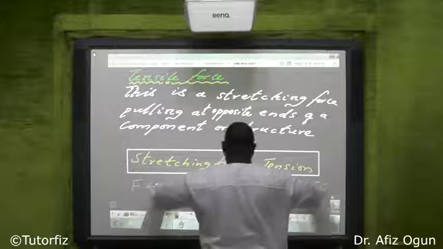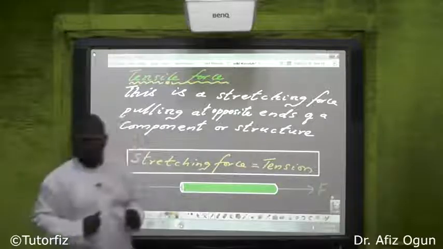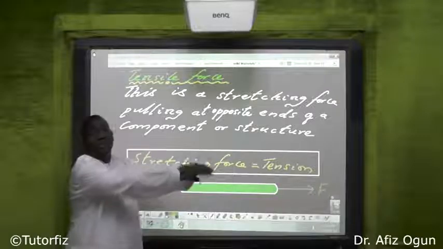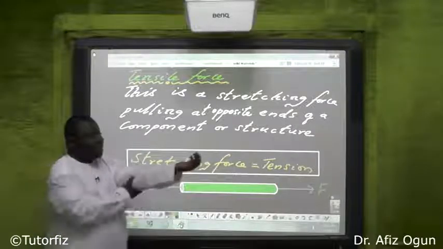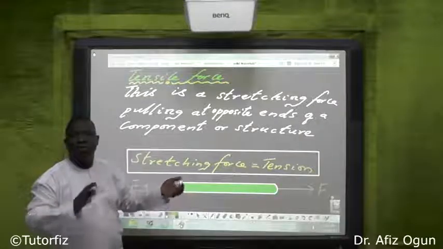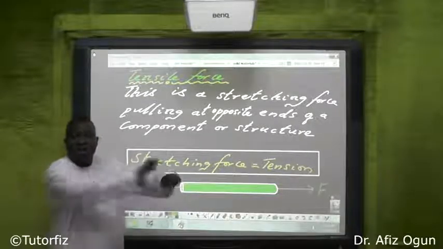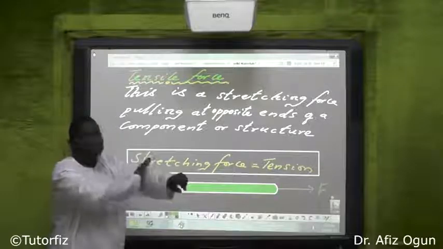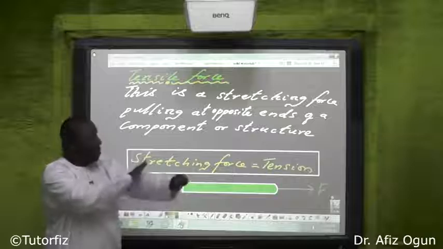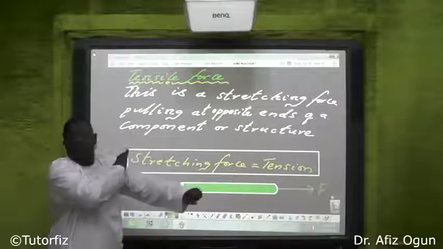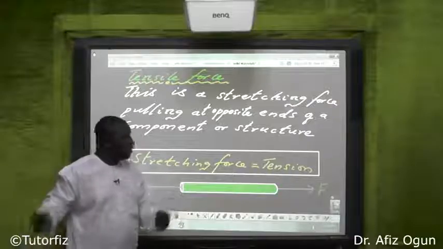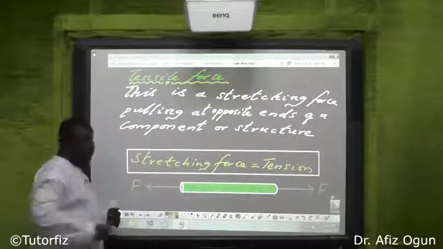I'm pulling it here, I'm pulling it here, I'm pulling at opposite ends. It may be my arm, somebody's pulling it here, somebody's pulling it here. Part of my arm, somebody's pulling it here, somebody's pulling it here. So, that is pulling at opposite ends of the whole structure or just a component of the structure. It may be only my lower arm or upper arm. Upper arm, somebody pulling here, somebody pulling here at opposite ends. So, look at this. Stretching force is equal to tension.